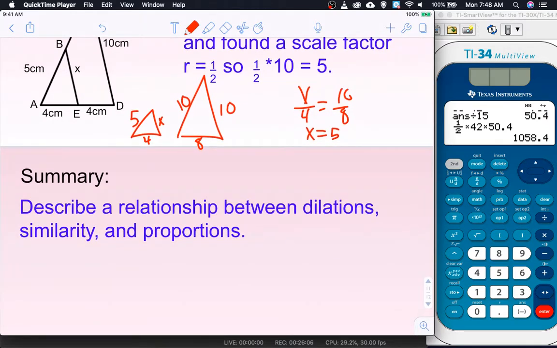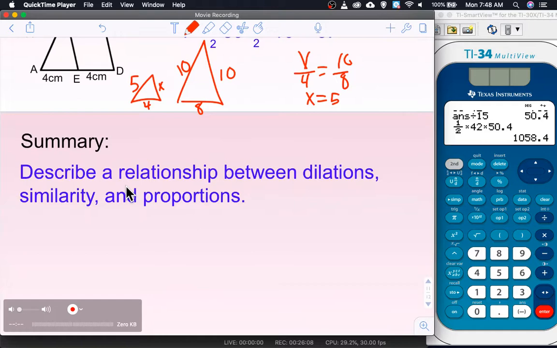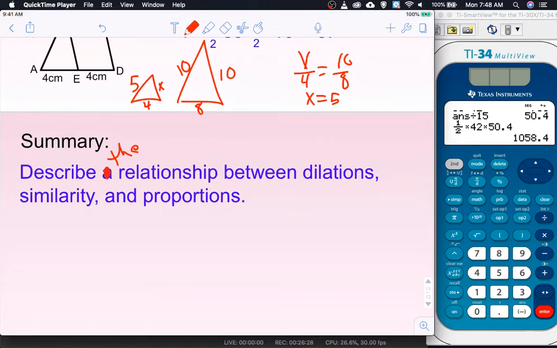Summary. Describe the relationship between dilations, similarity, and proportions. Now, by similarity, we mean similar figures. So what's connected between dilations, similar figures, and proportions? Maybe you can come up with a sentence that uses all three of those words in it.